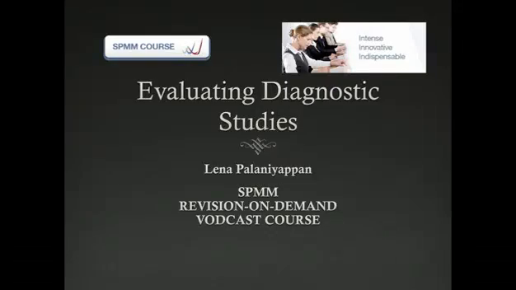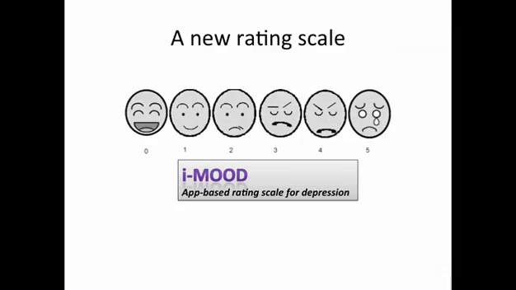In this podcast, I will discuss the concept of evaluating outcomes reported from diagnostic tests. A research team comes up with a new scale to measure depression. This scale is called I-Mood. They are strongly advocating for using the scale as they claim this will improve your diagnostic confidence and benefit your patients. How can you be sure that the scale can be of use?